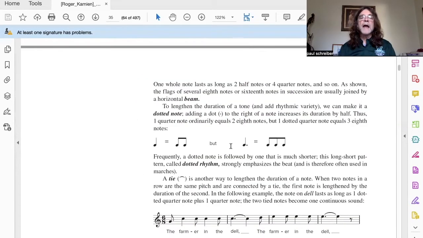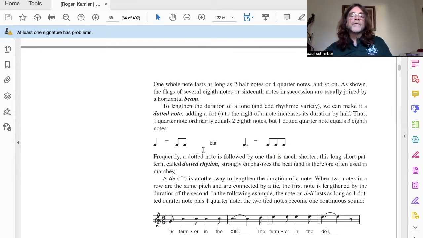They talk about dotted notes here. The first one right here is a quarter note, which equals 2 8th notes. So here's the quarter note. There are the 2 8th notes. The next one has a dotted quarter note. That's like a quarter note plus a half of a quarter note.